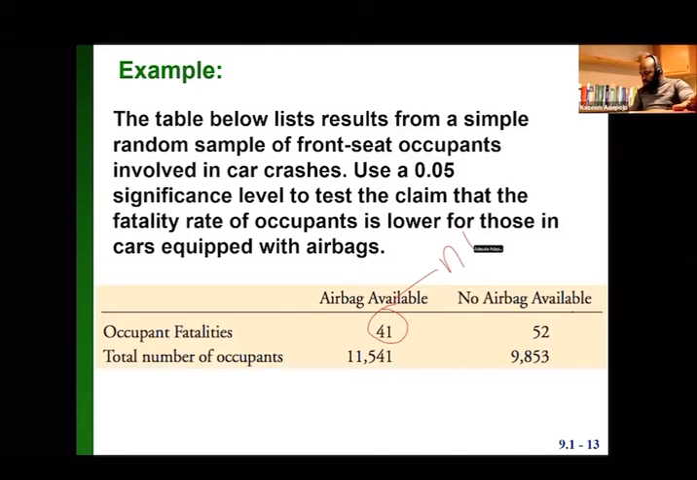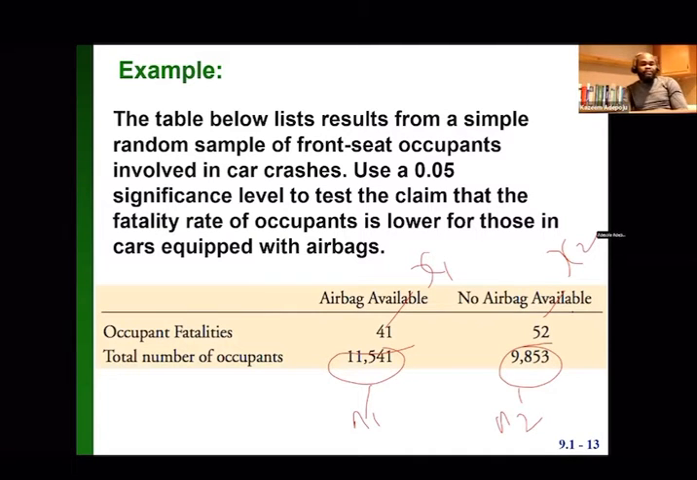Sorry, give me one second. That is not your N1. This guy here is your N1. This guy here is your N2. This guy here is your X1, and this guy here is your X2. Look at that. So you know your N1, N2, X1, and X2 now. With this information, you can obtain your p-hat one, which is X1 over N1, and your p-hat two, which is X2 over N2.